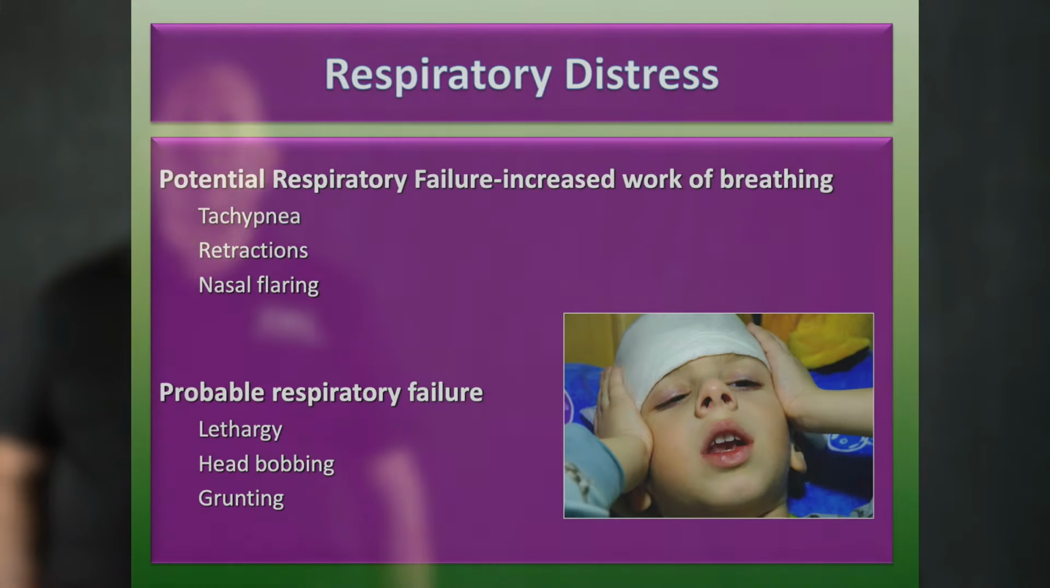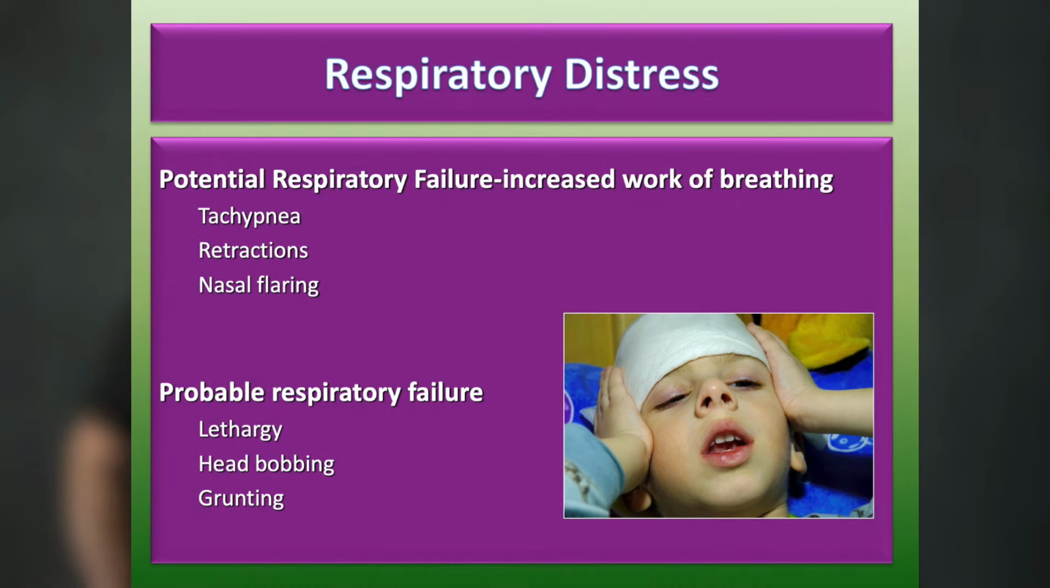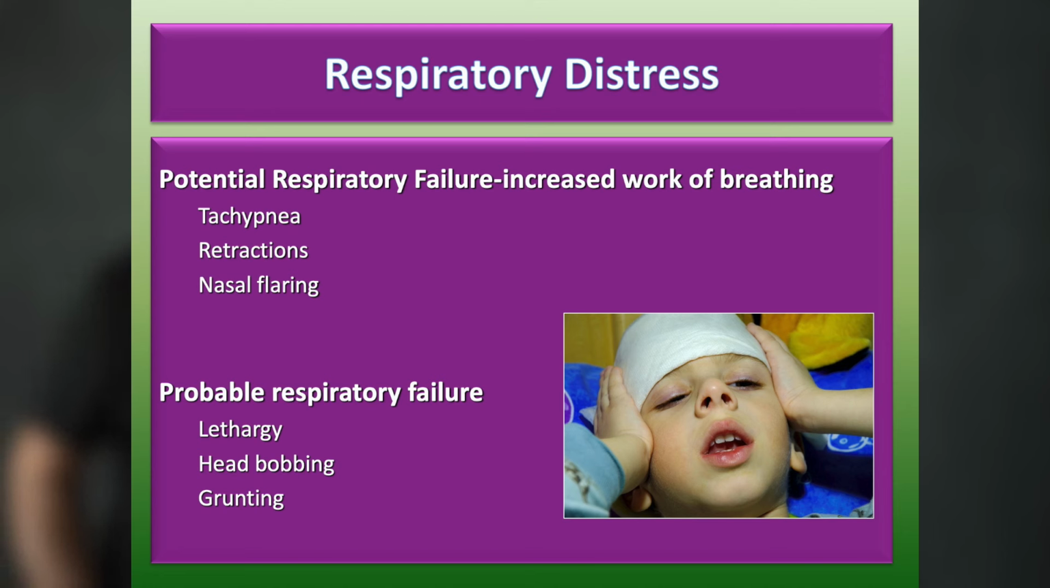When we look at respiratory distress for breathing, the PALS curriculum describes respiratory distress in several ways. They say that potential respiratory failure is the increased work of breathing, where we see tachypnea, retractions, nasal flaring. We know that probable respiratory failure is the child who's starting to deteriorate. He's getting too tired to hold his head up anymore. His head is bobbing as he breathes. He's getting lethargic. He's getting tired, and he starts grunting.